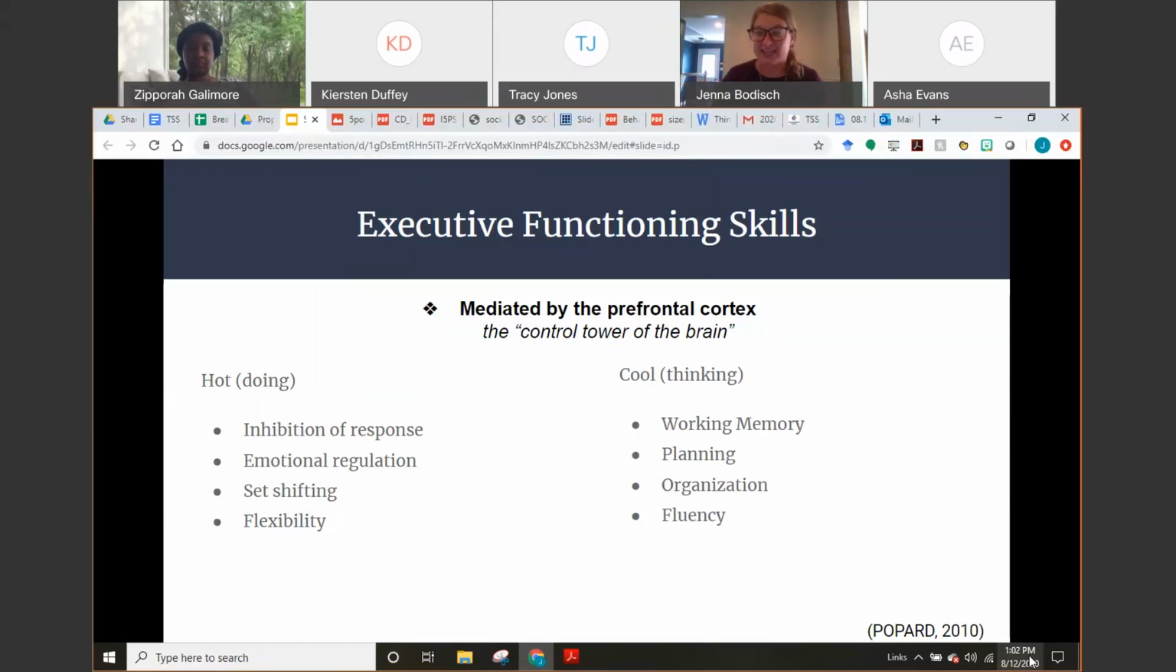The way that I like to think about our executive functioning skills is that there's the hot or doing side of things, and then there's the cool or thinking side of things. The hot is more of that affective, motivational processing. The cool is more of that abstract, decontextualized processing or thinking. Okay, so inhibition of response, I'm not going to go too far into that one. It's, again, being able to stop, think about our behaviors, our actions, the situation that we're in, whatever consequences might come, and make a choice dependent on that.